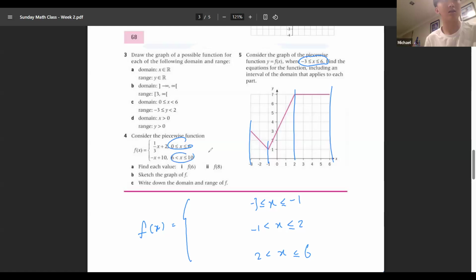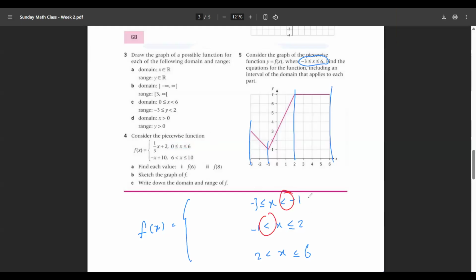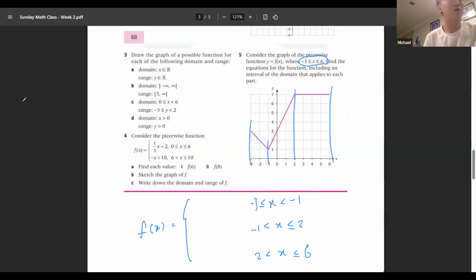I was just stressing about how we have to include -1. We can't have both of them being strict like this. We have to include -1 in one equation. Here the value is the same, so it doesn't matter. Sometimes the value is different, and in that case, you want to include -1 here.